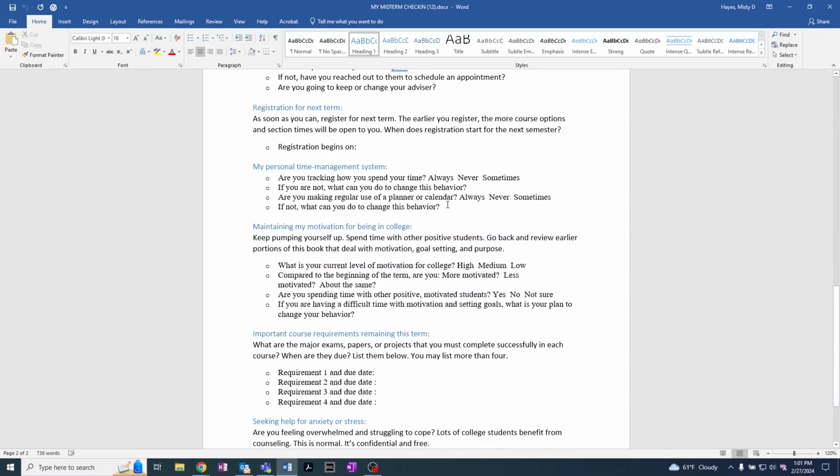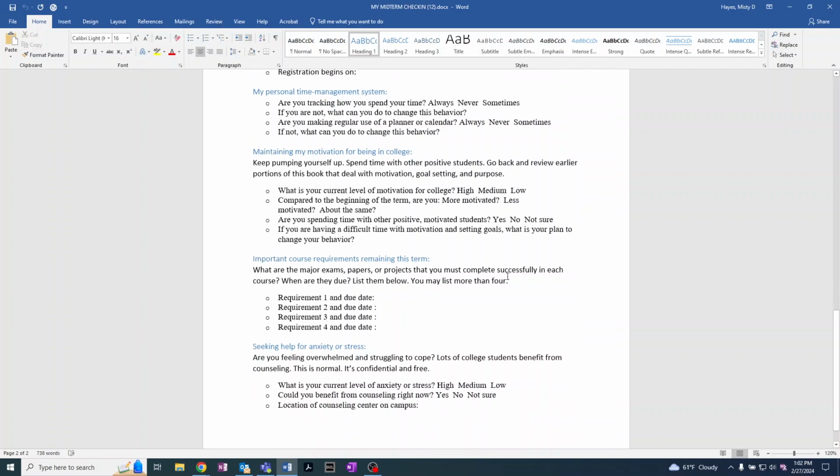Then we're talking about chapter 3 and connecting back to it for your personal time management. So, how are you spending your time? Are you tracking it? Are you prioritizing? Are you using those tools such as a planner or calendar? And maybe you need to make some changes. So, that's what this section is, and you're going to complete it.